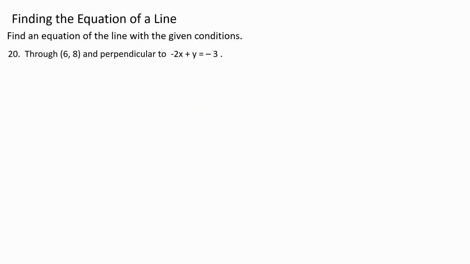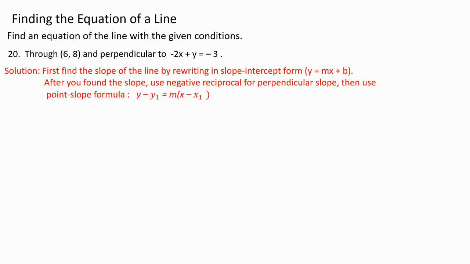Okay, now this is number 20. It says find an equation of the line with the given conditions. It passes through the point (6, 8) and is perpendicular to negative 2x plus y equals negative 3. So again, I need to rewrite the equation in proper form. Then we're going to get the slope, and then we're going to plug it into the point-slope formula.